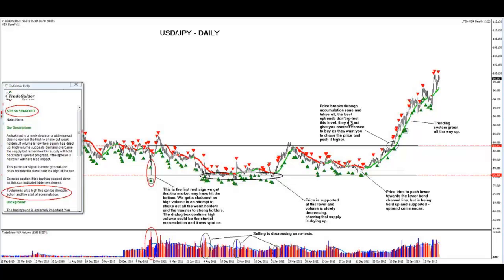And the best uptrends or markups will just take off. So on the daily here, you didn't even get a retest of the breakout level. It just took off.